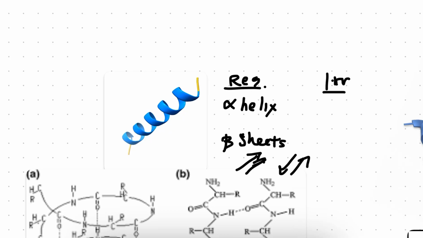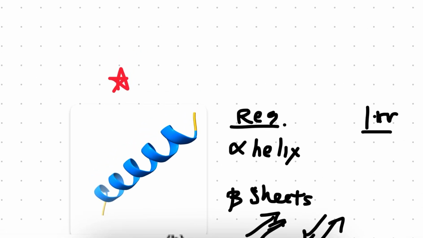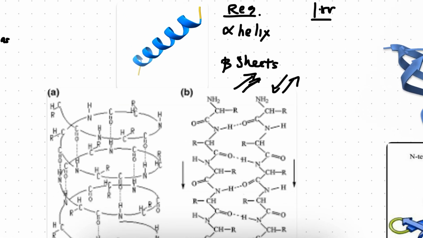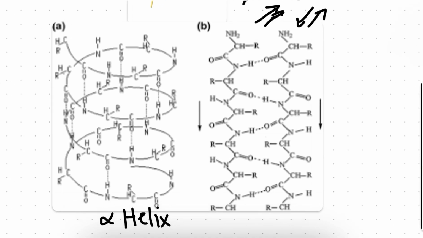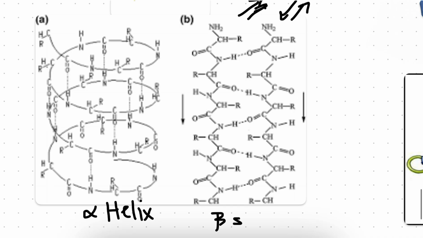The forces that hold the secondary structure together is the hydrogen bonding between the carbonyls and the NH. In alpha helixes, this hydrogen bonding occurs within the helix, whereas in beta sheets, the hydrogen bonding occurs between different strands.